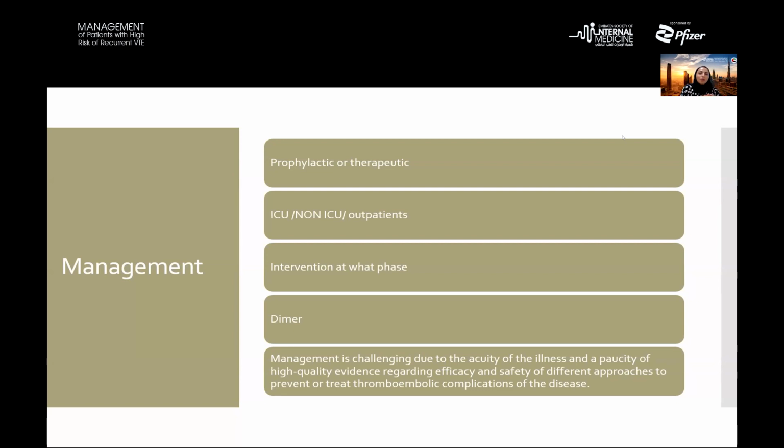Now when we talk about intervention or anticoagulation, at what phase? We know COVID-19 is a disease of phases. We know, for example, that antivirals work early in the disease, but other agents like tocilizumab work better when the patient is in the cytokine storm phase. So where do we place anticoagulation? At the beginning, at the end? Do we give anticoagulation? I will let you know now.